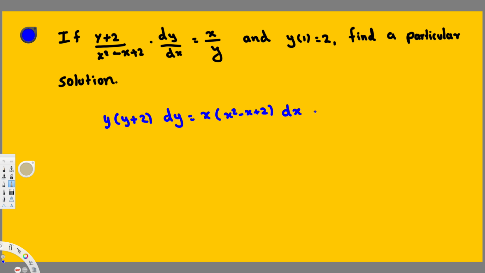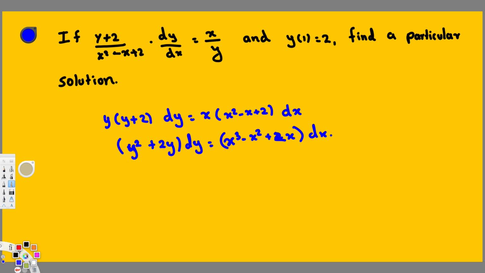Now after we bring this one to this side we can do the integration, but before we do the integration let's simplify this further. We can multiply everything by y. So this is going to become y square plus 2y dy, and on the other side we are going to have x cubed minus x square plus 2x dx.